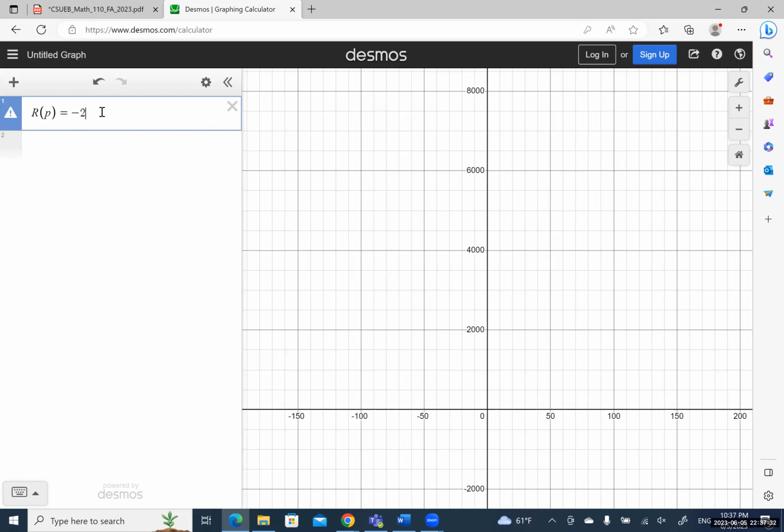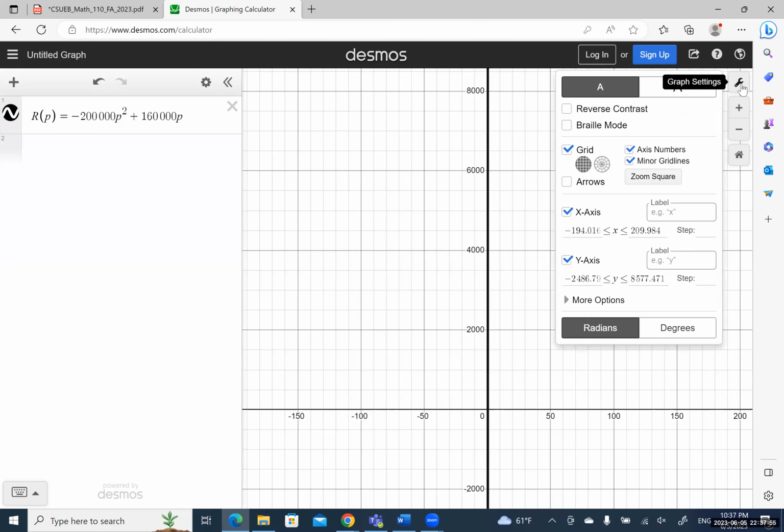Equal to negative 200,000 P square, and then plus 160,000 P. All right, so looks like we need to adjust something.